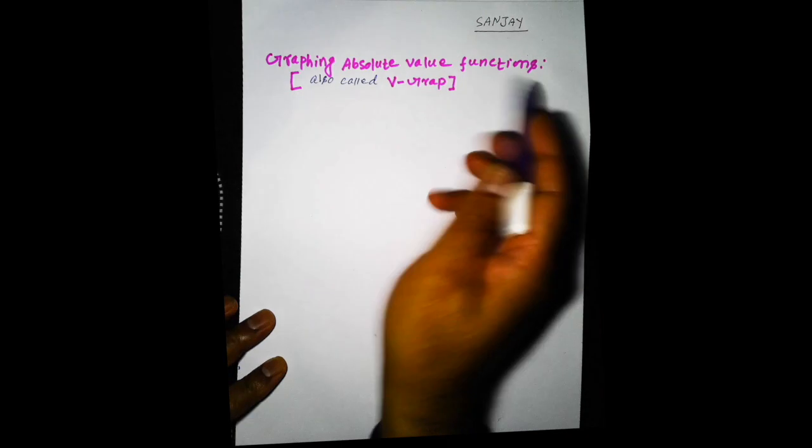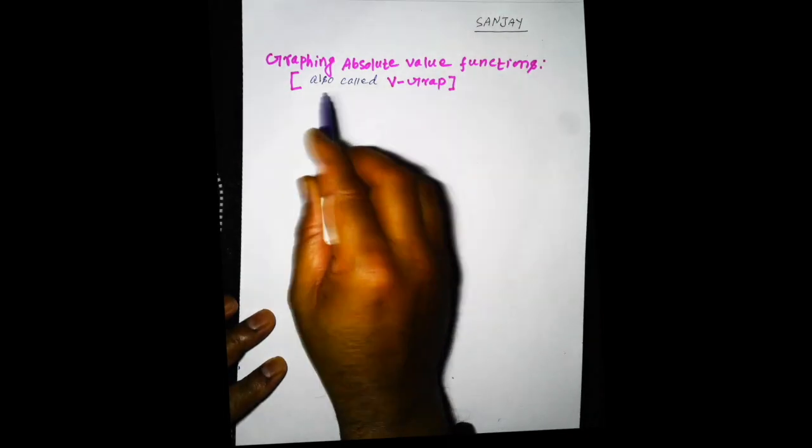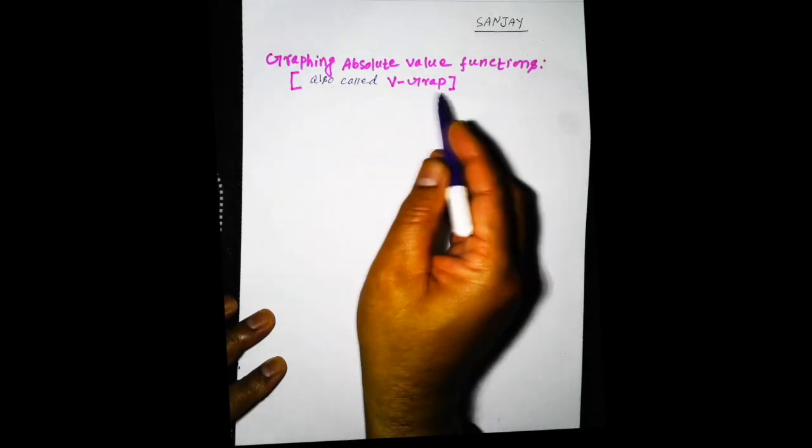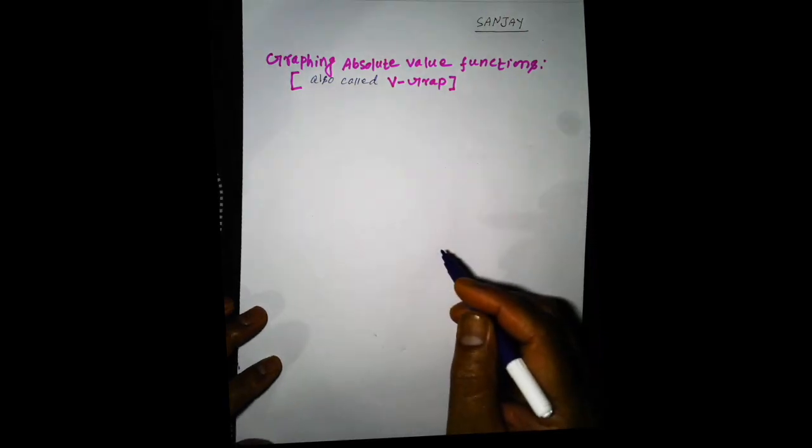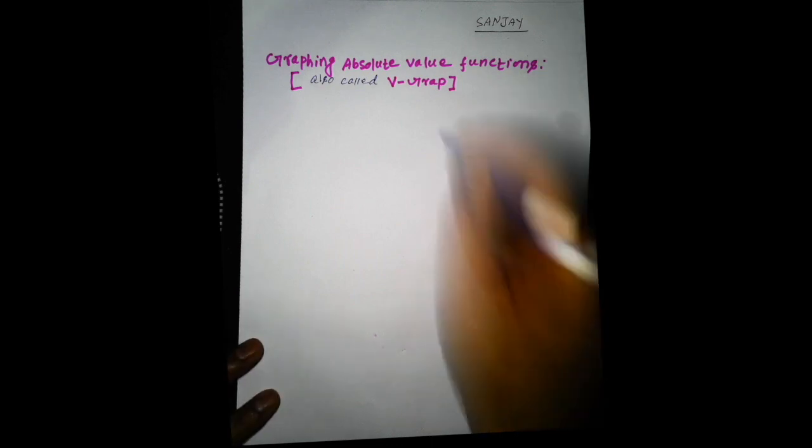Okay guys, we are now talking about graphing absolute value functions. This sort of graph is also called a V graph. That is due to the shape of the graph. The shape usually is a V shape, therefore it is also called a V graph.